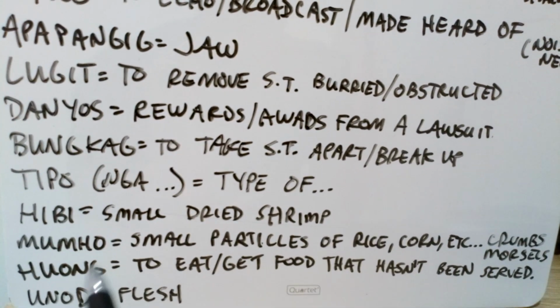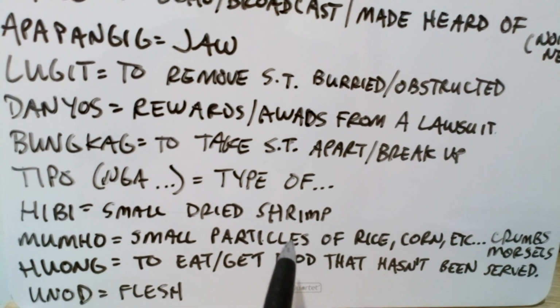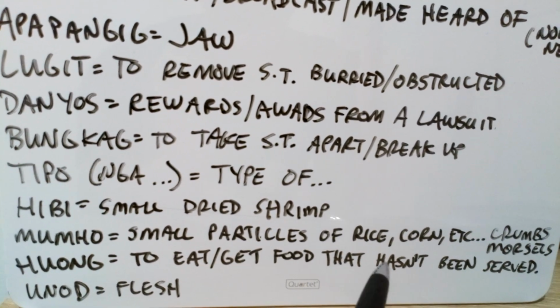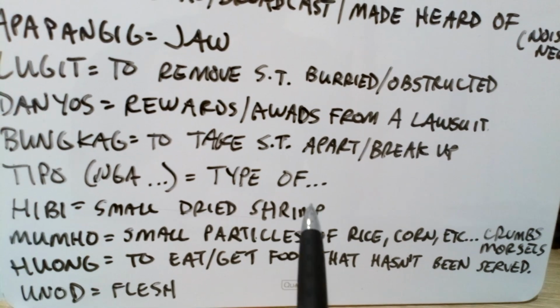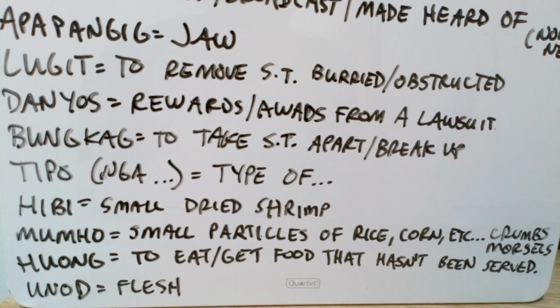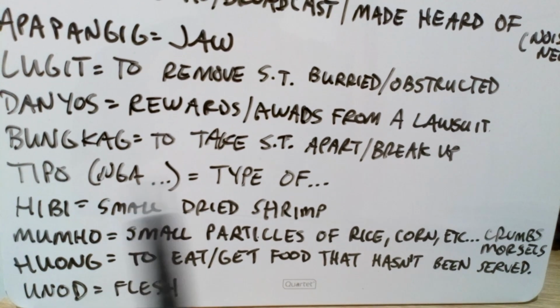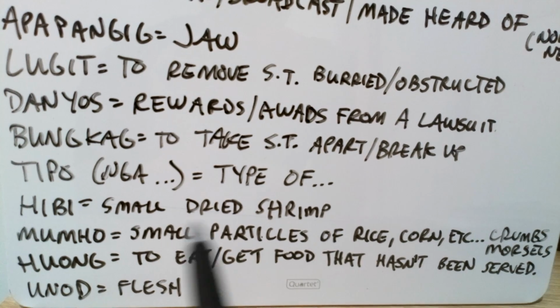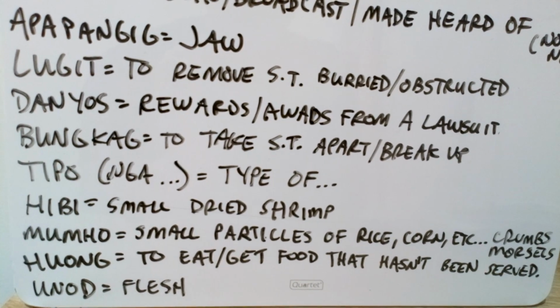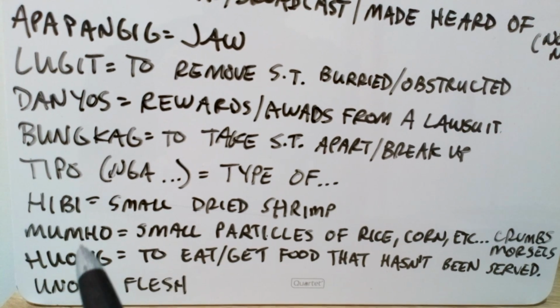Mumho is the best way to describe that. Mumho is like the pieces or the particles of food that are left over. So if you see somebody that has a particle of rice on their face after they eat, or a piece of corn, I don't know. It's not just rice or corn, there are so many other types of food particles. You can use mumho to describe that.